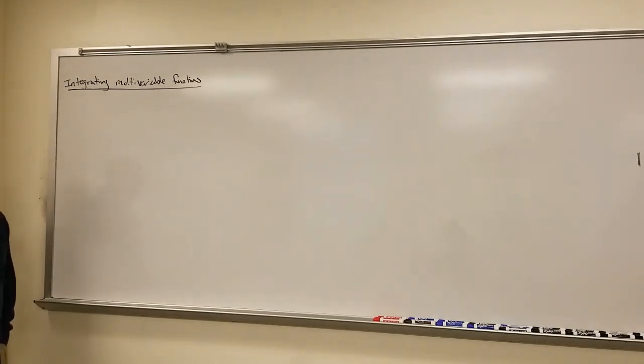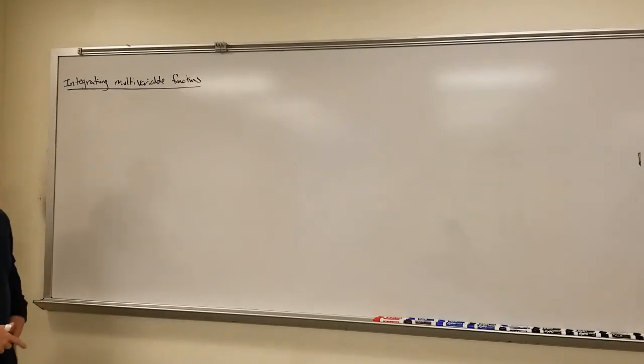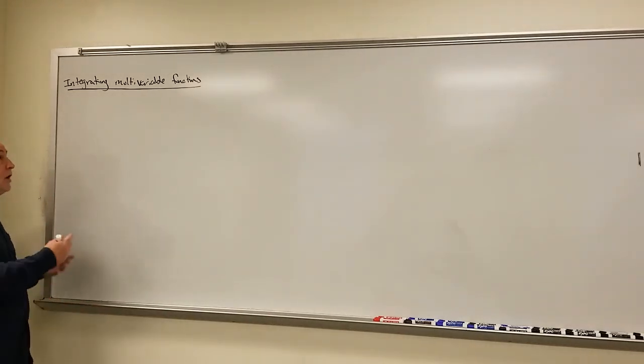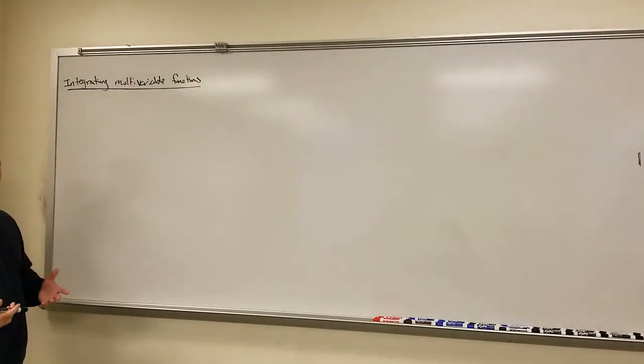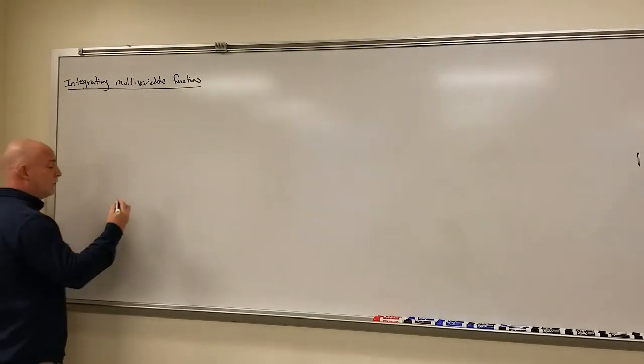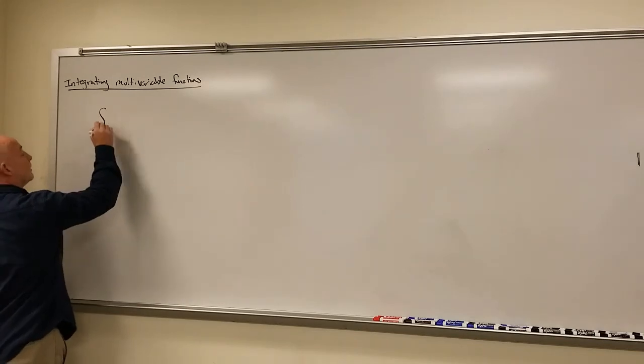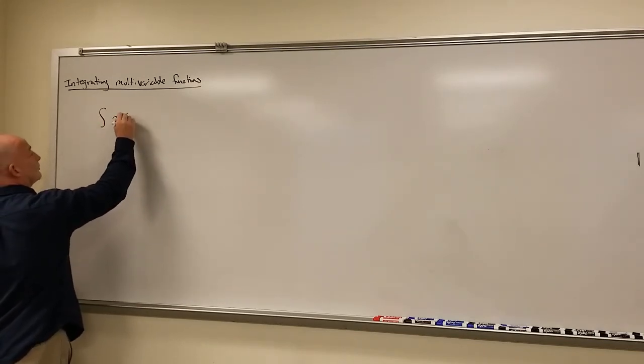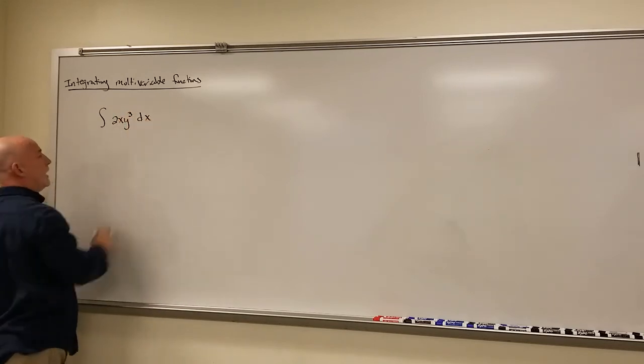All right, let's take a look at how to integrate a multivariable function. So far we've seen how to take the derivative of a multivariable function. We use partial derivatives. So how do we integrate? Well, it's not called partial integration, but the idea is roughly the same. So let's say we were integrating some multivariable function, how about 2xy cubed dx.